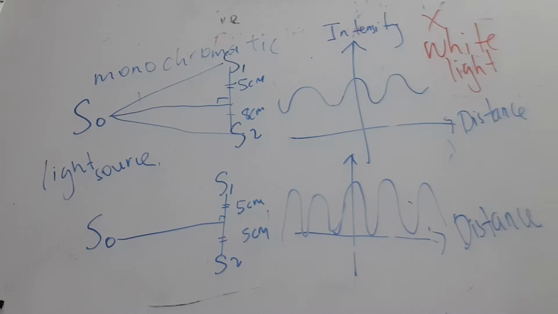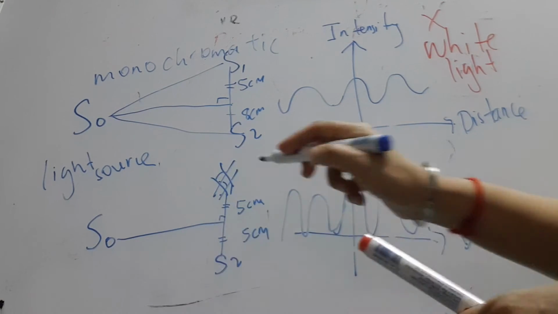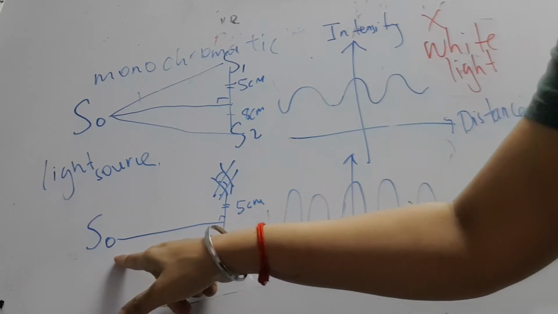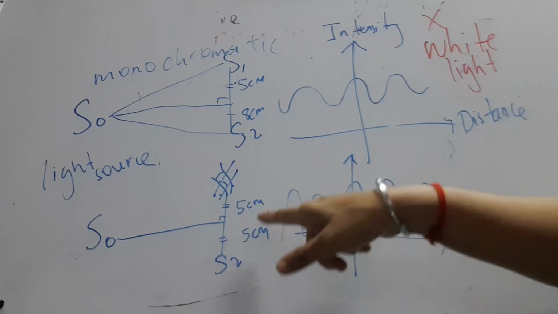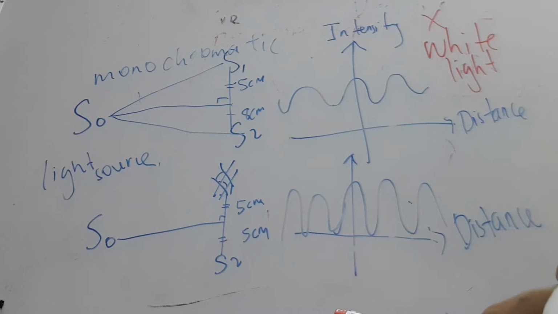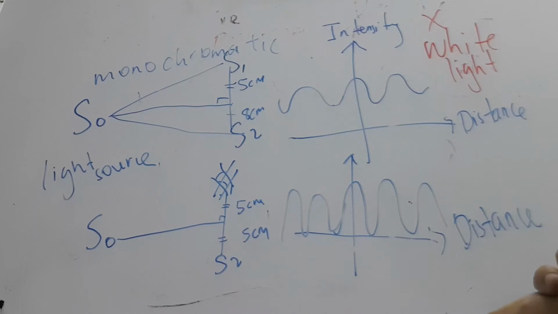Then class, what happens if one of the slits here is closed? That means the monochromatic light will only pass through your second slit, as this slit is closed. So what do you think will happen? Will you be able to get an interference pattern if one of the slits is closed here?